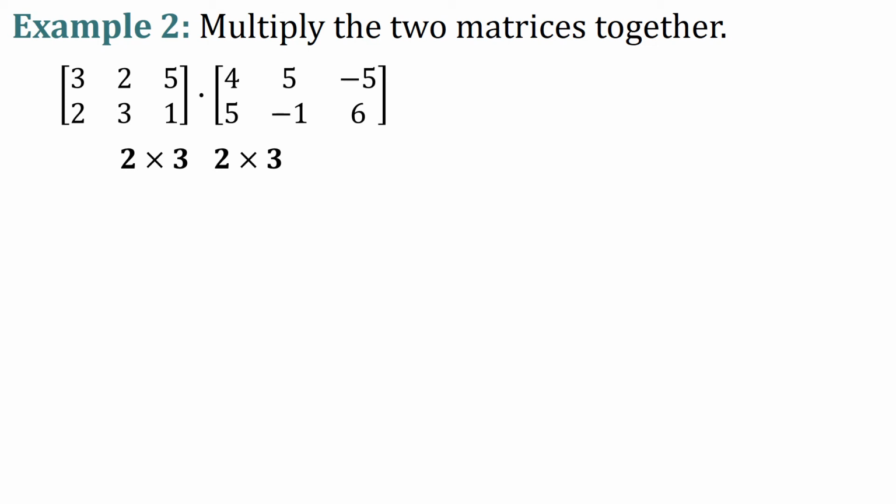So we need to check our two inside numbers, 3 and 2. Do these match? No, they don't. So our answer is undefined. Because our two inside numbers do not match, because we have 3 columns in the first matrix and 2 rows in the second matrix, we cannot multiply these together. If you were to try to stand up the first row next to the first column, you would realize that 3 would multiply with 4, 2 would multiply with 5, but 5 wouldn't have anything to multiply with. So you would not be able to do this. That is why it's undefined.